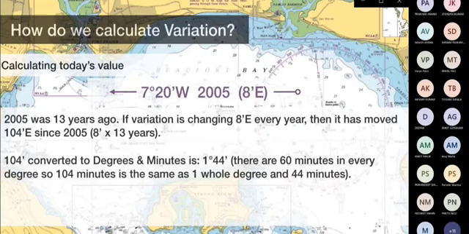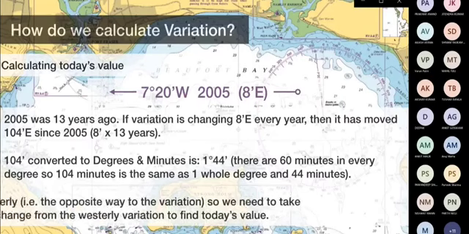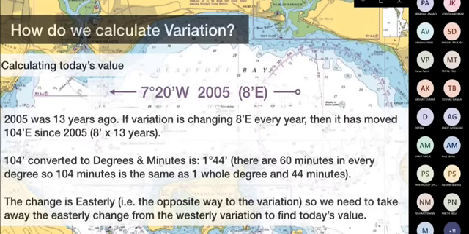We can convert this to whole degrees and minutes by dividing by 60, as there are 60 minutes in every degree. This comes to 1 degree and 44 minutes east. As the change since 2005 is east, in other words, opposite to the westerly variation, we need to deduct 1 degree 44 minutes from the 2005 variation to find out today's value.